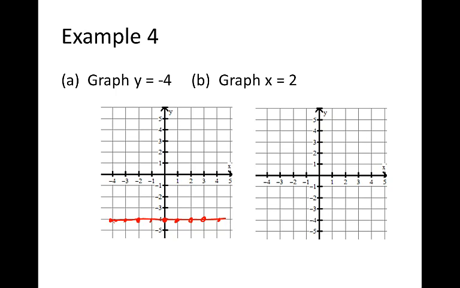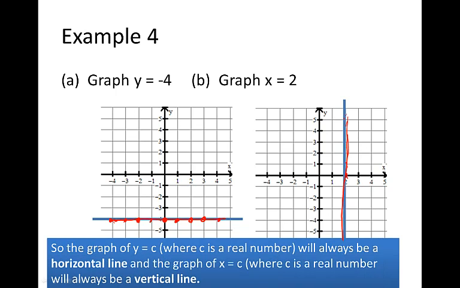Similar for x equals 2. So for x equals 2, for every value of y, all along here, x is 2. I probably have these drawn a little more professionally. There we go, and there we go. Okay, so if we have y equals some constant, it's always going to be a horizontal line through that constant. If we have x equals a constant, it's going to be a vertical line. You need to remember that.